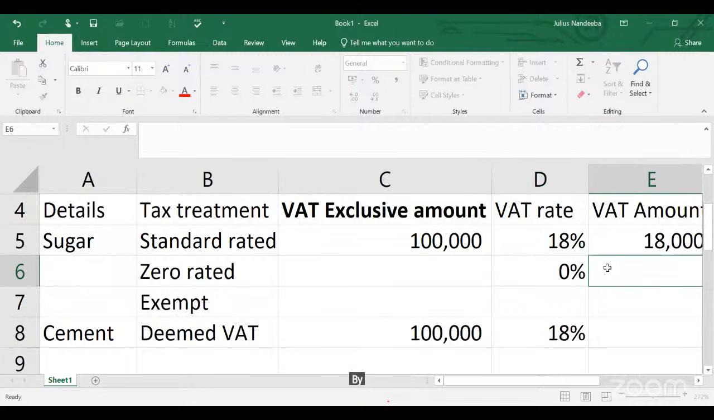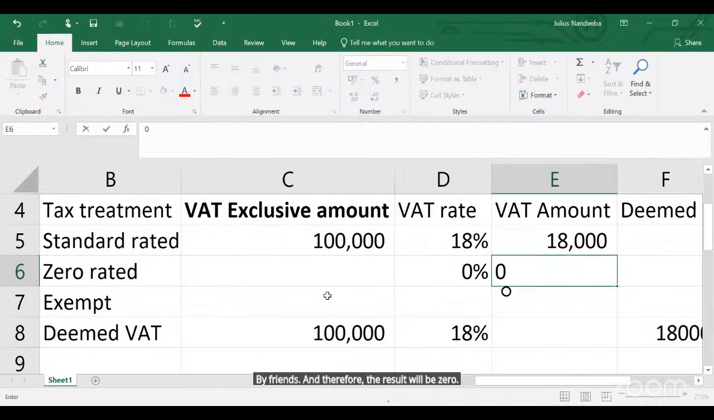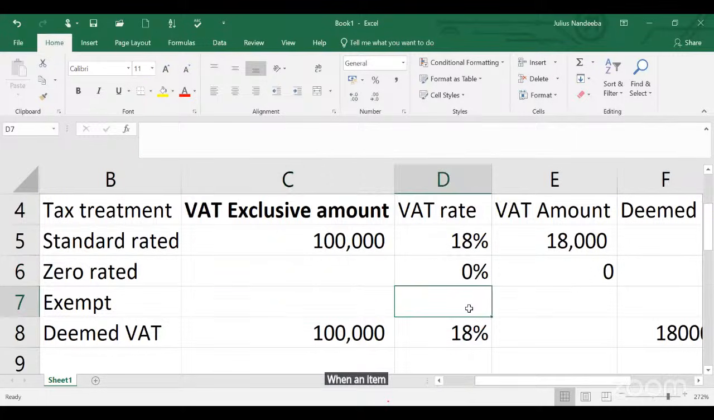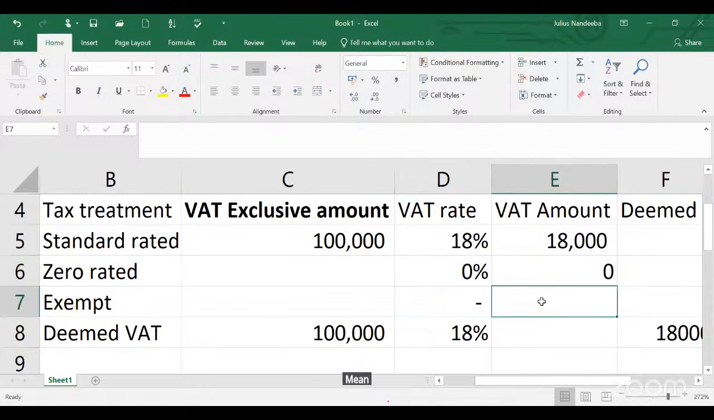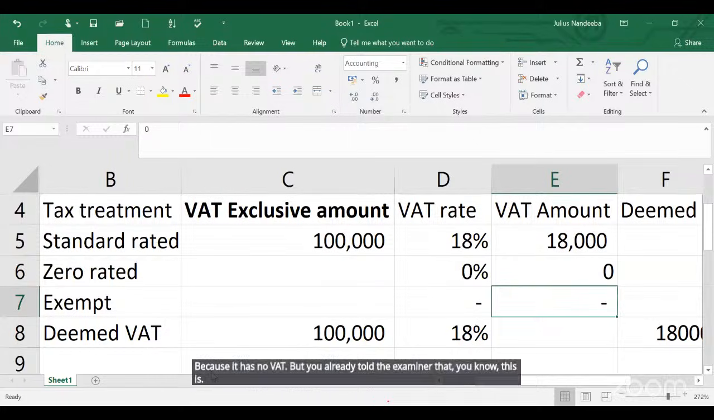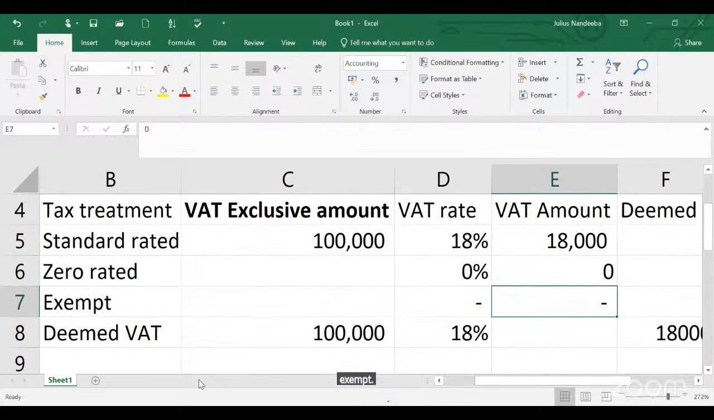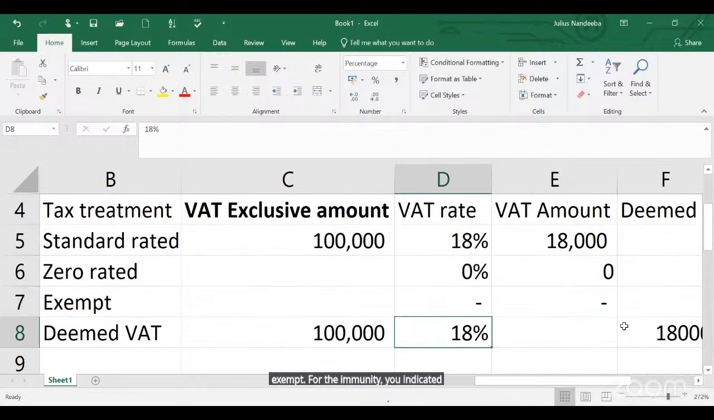And therefore, the result will be 0. When an item is exempt, the rate is nothing. So you put a dash, meaning it has no rate. And therefore, the VAT is also going to be a dash because it has no VAT. But you've already told the examiner that you know this is exempt. For deemed VAT, you indicate the rate, but put the amount in a different column.